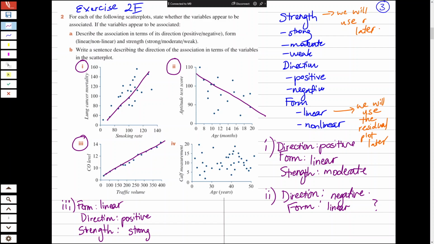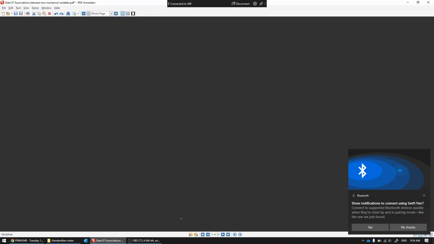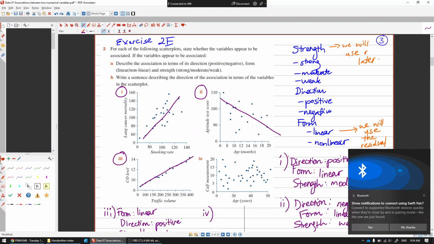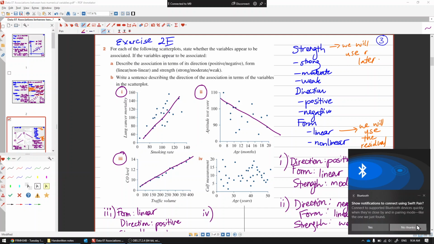And strength. Yeah. I think weak is the way to go here. It's not as tight as this, is it, right? So I think I will go with weak as well. All right, and last one, number 4. Whoa, what's going on? I don't know what this is.